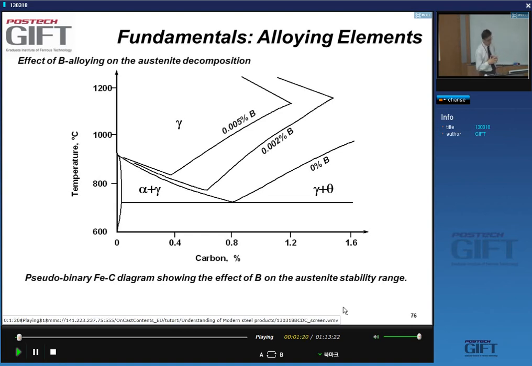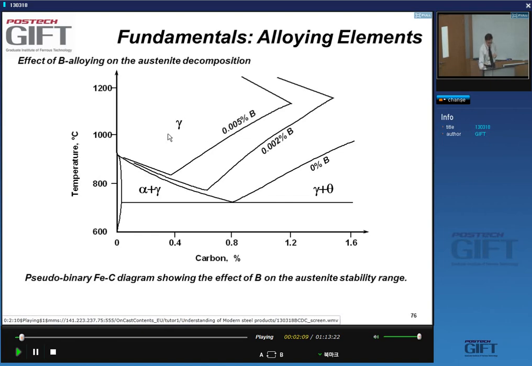So on the slide, you see a basic iron carbon diagram with 0% of niobium, right? You see here the ACM line, the AE3 temperature, and here the eutectoid temperature. And you see that as we add niobium, 0.002%, 0.005%, so 20, 50 ppm of niobium, we get a shrinking of the austenite stability phase, so it is a ferrite stabilizer. So that's one thing we see here.